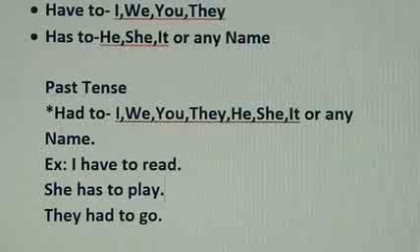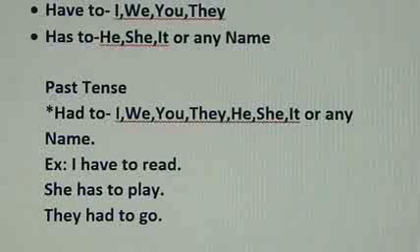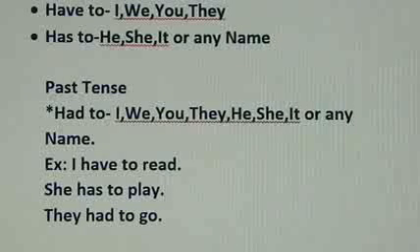And one more thing, let me tell you, if you find anywhere have to, has to, had to, will have to, after all these modal verbs, you need to use the first form of verb only. Okay, and in the first lecture of this class, I have already explained to you that when we are using modal verbs, we must use the first form of verb only.